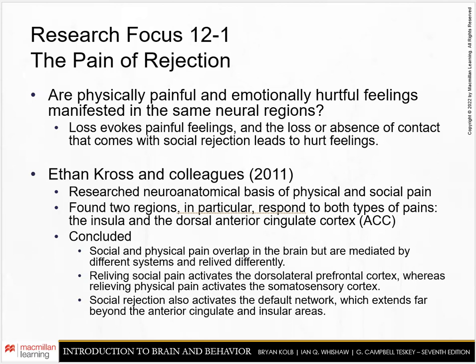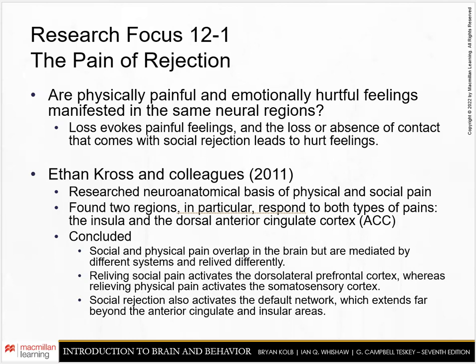Now, Ethan Cross and colleagues researched the neuroanatomical basis of physical and social pain, and they found two regions in particular that respond to both types of pain. These are the insula and the dorsal anterior cingulate cortex, or the ACC. What these researchers found and concluded was that social and physical pain overlap in the brain, but like I said, they're mediated in some different systems, which are then relived differently.